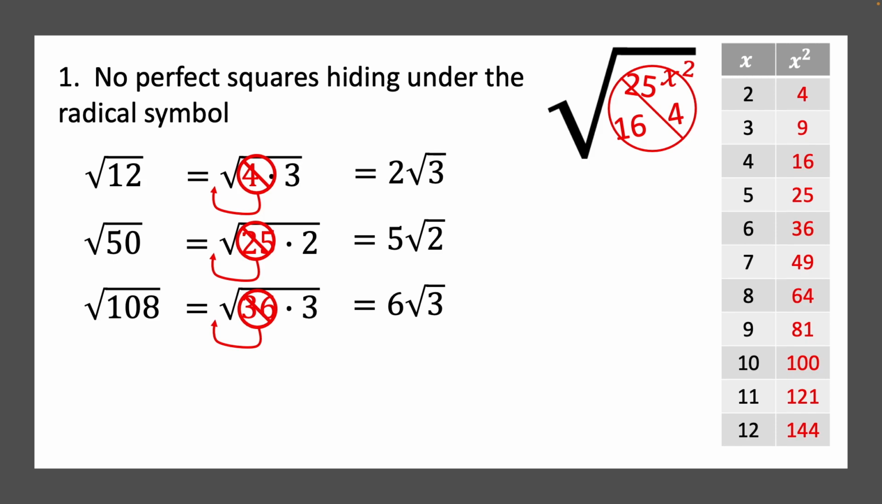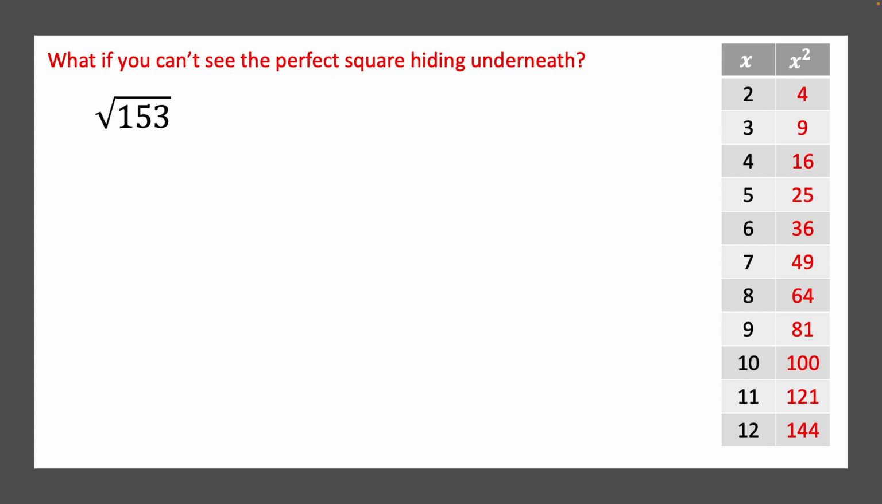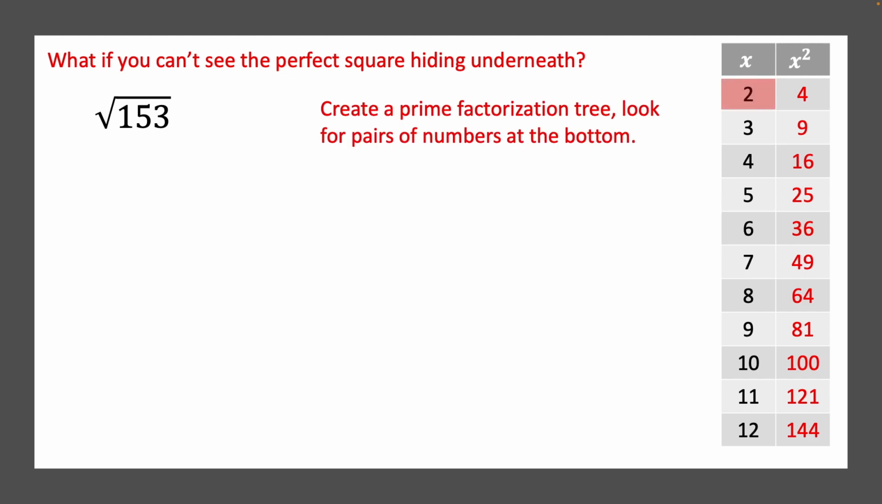Now, those were relatively simple because I could kind of see the factors in my head, but what if you can't see the perfect square hiding underneath? I'm going to show you how to do that too. So step 1 is to create a prime factorization tree and look for pairs of numbers at the bottom. A prime factorization tree is looking at all the possible prime numbers that get multiplied together to create a number. So the prime numbers, I'm going to highlight them here for you, 2, 3, 5, 7, and 11. There's more after that, but these are the ones you're going to see most commonly.